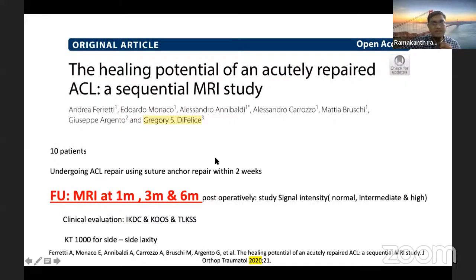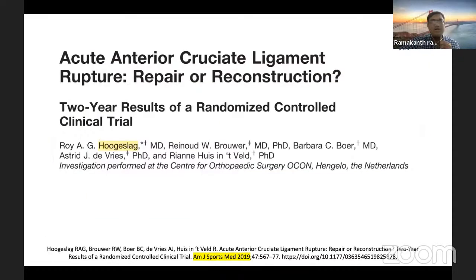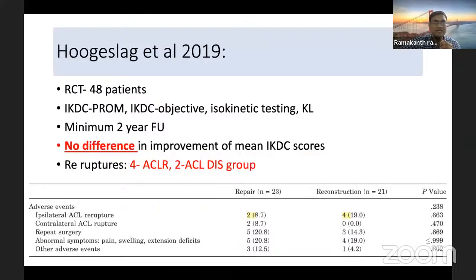In this MRI study of healing of ACL repairs, sequential MRI at 1 month, 3 months, and 6 months showed that 90% of the cases had normal iso-intense signals. So the ACL repair heals well. When you compare repair versus reconstruction, Hugelslag et al. found no difference in the clinical scores, but the re-rupture rate was higher in the ACL reconstruction group than the repair group.